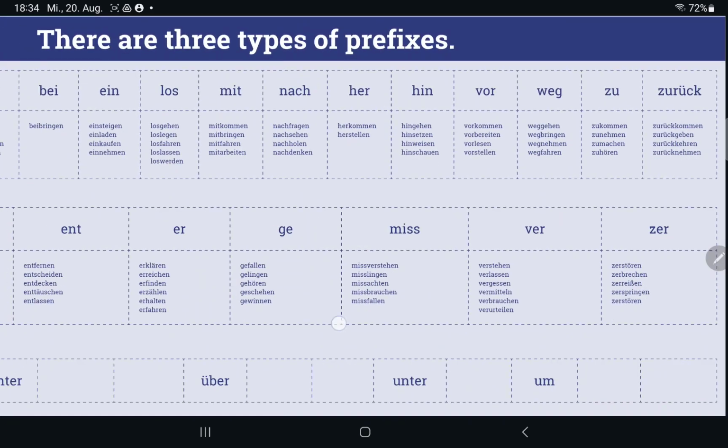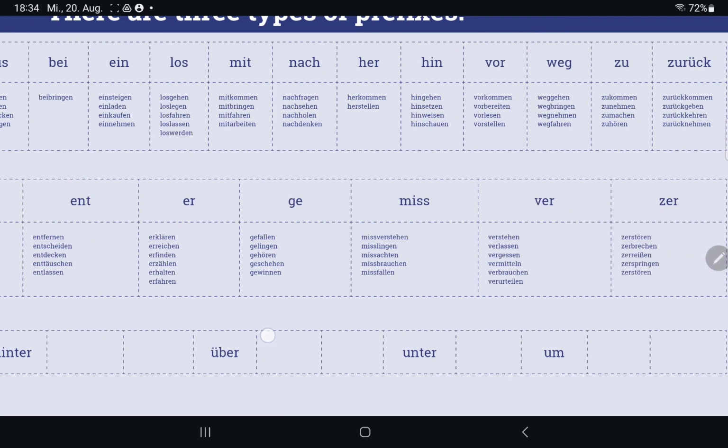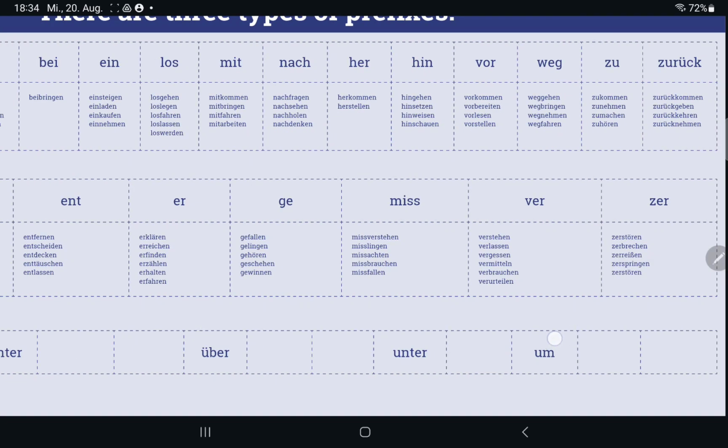Let's now look at the outliers. Don't focus on all of them. I'll just read them because they're there on the slide. Don't focus on the outliers. You have durch, hinter, über, unter, and voll. Okay, focus on the ver. It is a very common prefix.